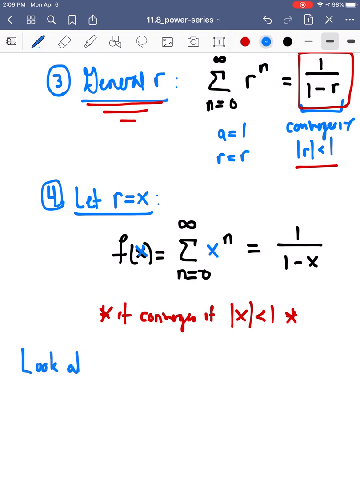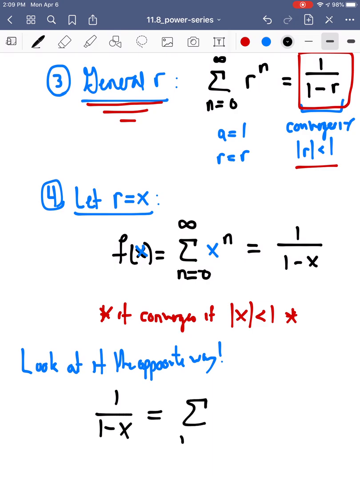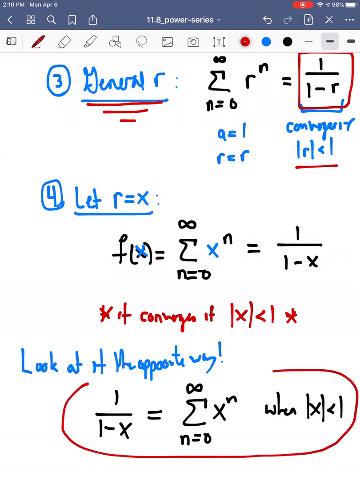If we look at it the opposite way, we have that 1 over 1 minus x is equal to that power series, the sum from n equals 0 to infinity of x to the n, when x is less than 1 in absolute value. And this, friends, is our first power series representation of a function.